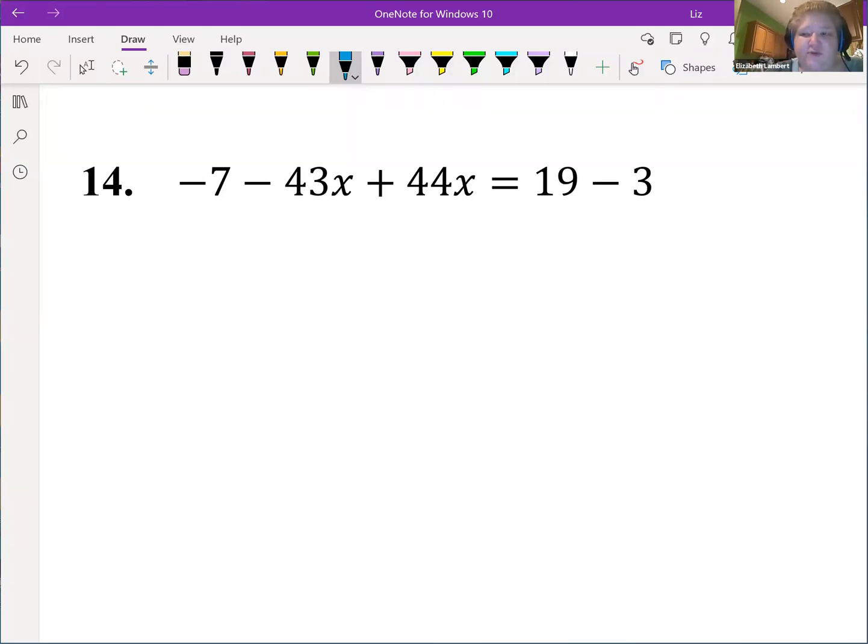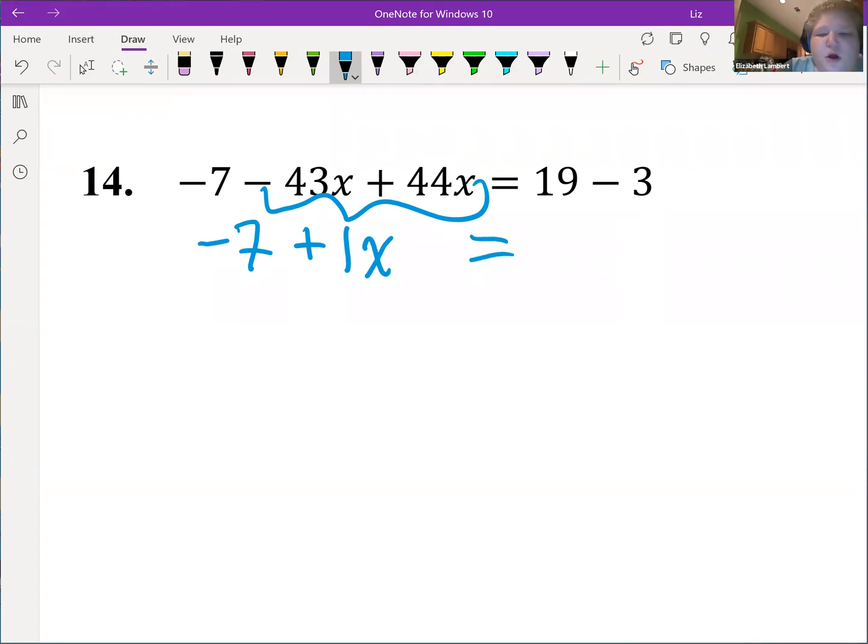So I've got -43x's plus 44x's. Well, those negative x's will cancel almost all of the positive x's. So -43 plus 44 is actually 1. A positive 1x. So I'm just changing those out for something I know is equivalent. On the other side, 19 minus 3. I pop those 3 off and we're left with 16.